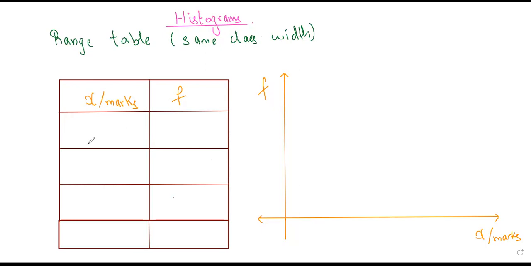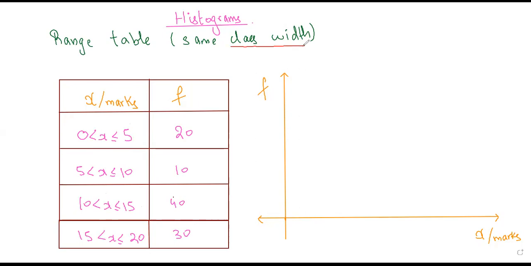Okay. So let me just enter the values quickly. So 20 students had their marks between 0 and 5. Then 10 students had their marks between 5 and 10. And then 40 students had their marks between 10 and 15. And then 30 students got their marks between 15 and 20. Okay, all right. Step 1 is to see if the class width is same or not.